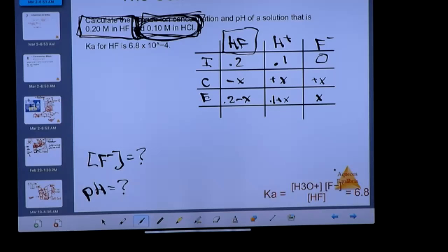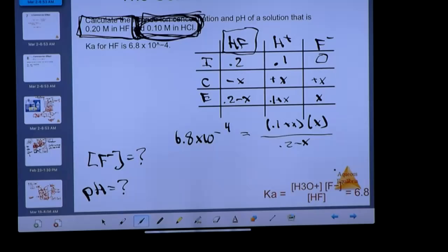All right, so here we go. 6.8 times 10 to the negative 4 equals 0.1 plus x times x over 0.2 minus x, right? Does this look like fun math? It's going to be ugly, right?